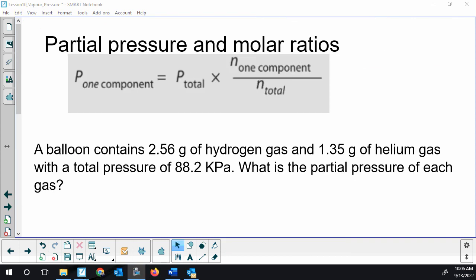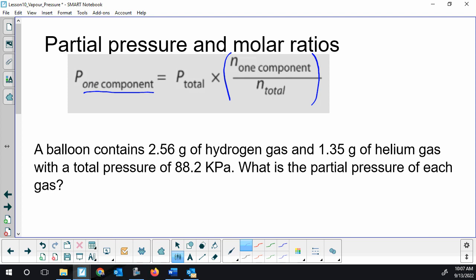So the last bit of gases for AP part of Chem 20, partial pressure and molar ratios. I really want to explain this first before we do any math. The partial pressure of any one component we can get by taking the total pressure and multiplying by a ratio. And I want to dive into this ratio and the meaning of it. We have to take the moles of that one component and divide it by the moles total.